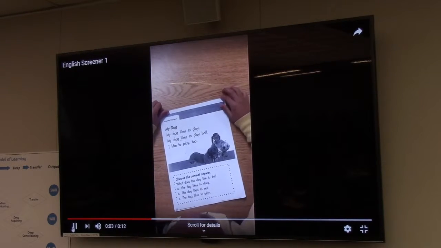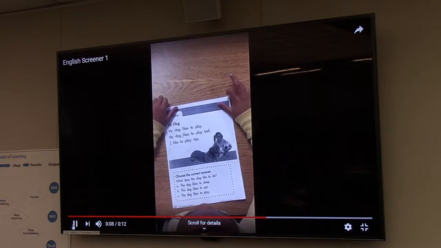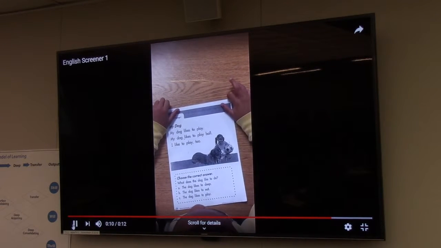My dog likes to play. My dog likes to play ball. I like to play too.